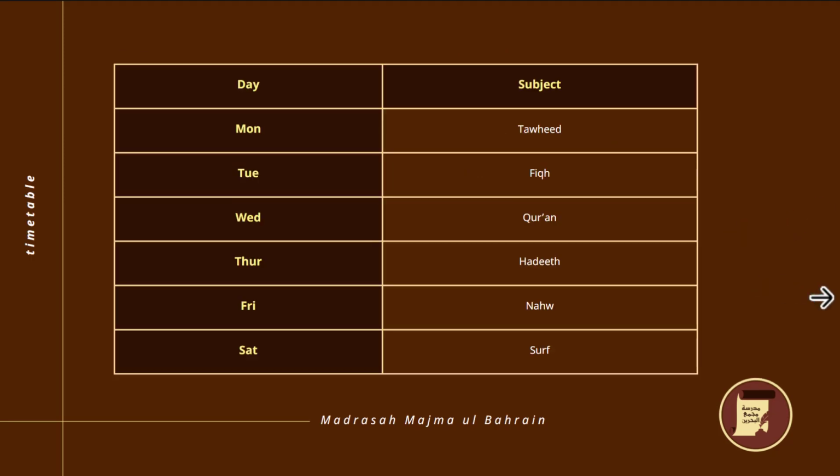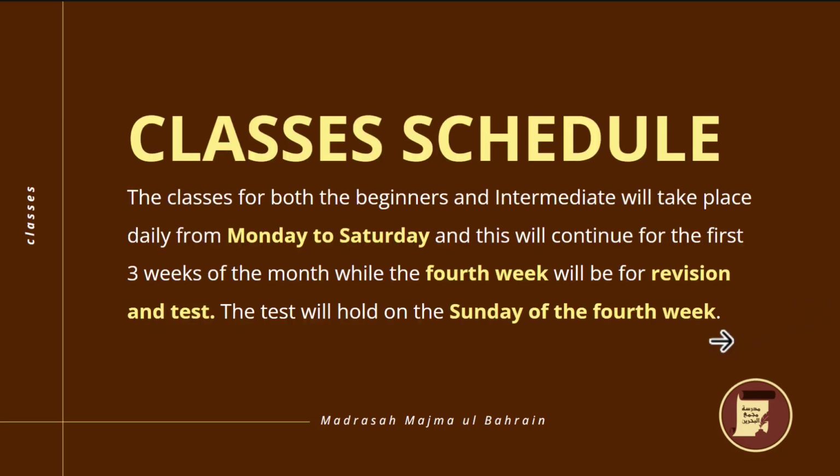As for the timetable for those in the intermediate class, on Mondays they will be having Tawheed, on Tuesdays Fiqh, on Wednesdays Quran, on Thursdays Hadith, on Fridays Nahu, and on Saturdays Sarf. As for the class schedule, both the beginners and intermediate classes will be holding from Monday to Saturday.